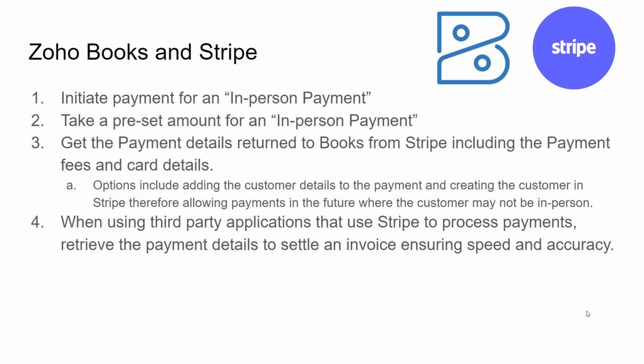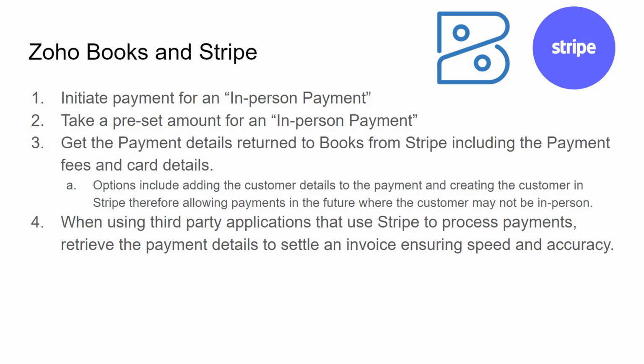The fourth option there we've got is when a third-party application is used to take payments on your behalf, and while an invoice may well be created and sent to Zoho Books, the payment details may not be. So I'll show you an example where we've been using a web portal to sell tickets to events online, and while we are able to create an invoice for each ticket that's sold or each order that's placed, getting the payment details and settling the invoice is a manual process.